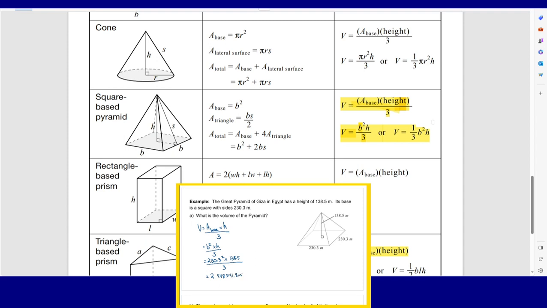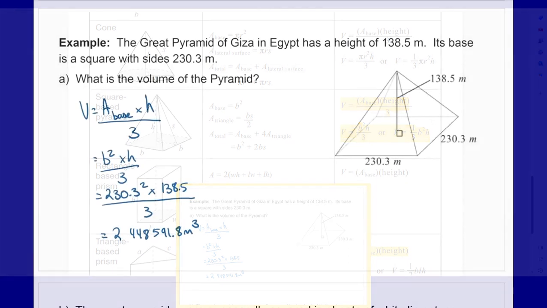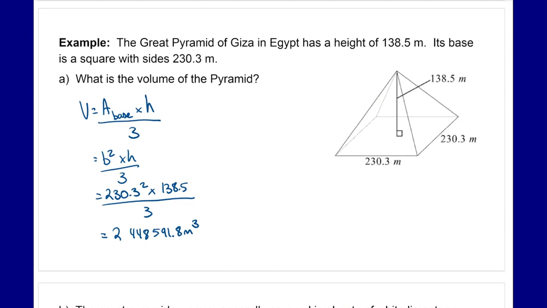2,448,591.8 meters cubed, because it is volume. That probably helps because you can see it a little bit better now. So base squared, because it's a square, so 230.3 squared times 138.5, all divided by 3. We get 2,448,591.8 meters cubed. And that is the volume of this pyramid.